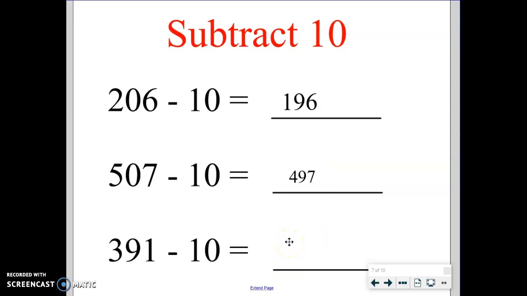I have 391, and I have to take away 10. This time I do have a 10 to take away, so I still have my 300. 9 tens minus 1 ten is 8 tens, and I still have my 1 one, so 381.